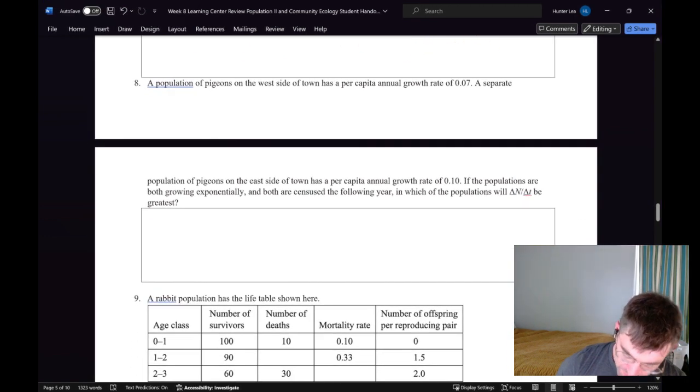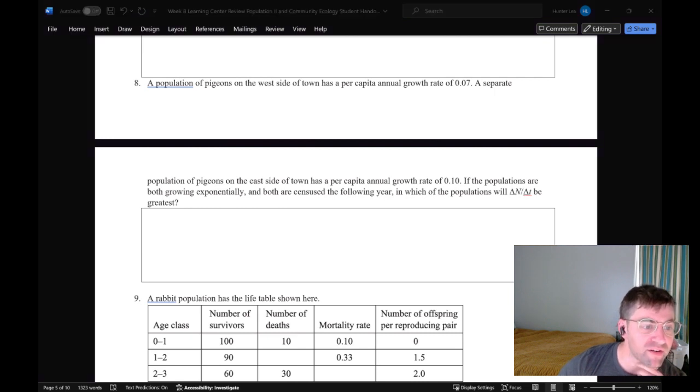A population of pigeons on the west side of town has a per capita annual growth rate of 0.07, so 7% per capita per year. A separate population of pigeons on the east side of town has a per capita annual growth rate of 0.1, 10%. If the populations are both growing exponentially and both are census the following year, in which of the populations will delta N over delta t be the greatest?